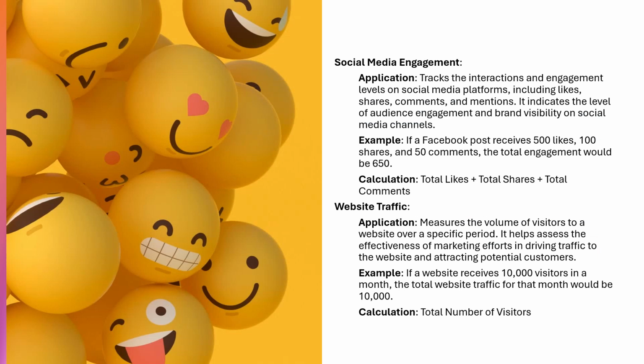Now comes social media engagement. Again, a very important one, because if we have a good engagement level on social media... What kind of engagement are we talking about here? Likes, shares, comments, mentions. That indicates the level of audience engagement and brand visibility on social media channels. So let us take an example of Facebook. If a Facebook post receives 500 likes, 100 shares and 50 comments, the total engagement comes out to be 650. How did they do it? Again, total likes plus total shares plus total comments.